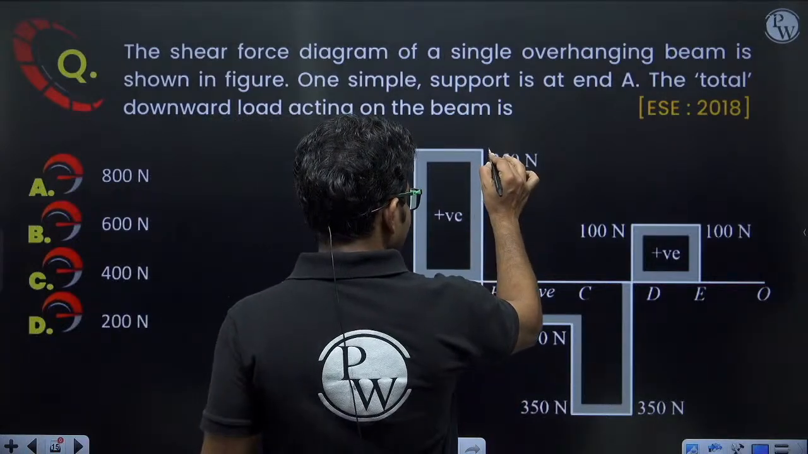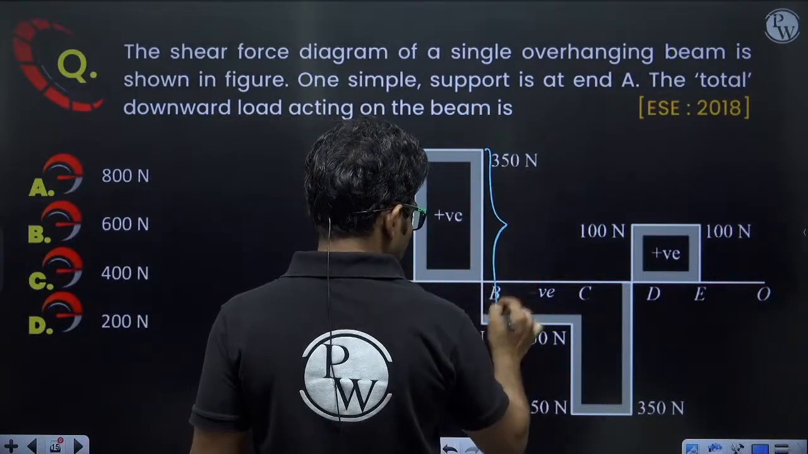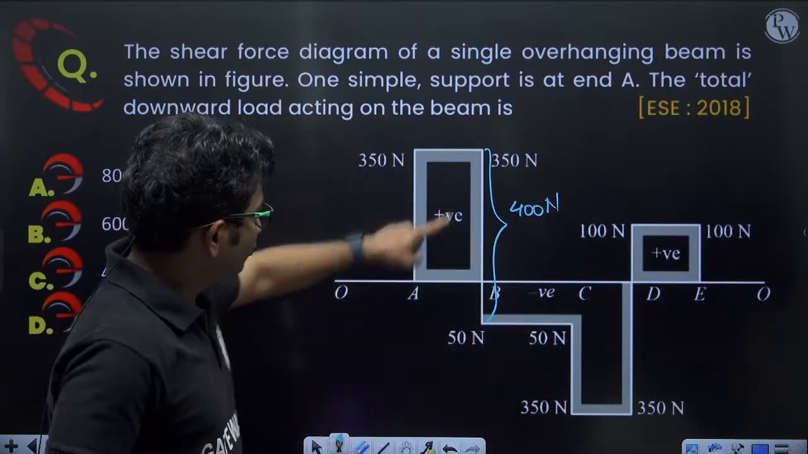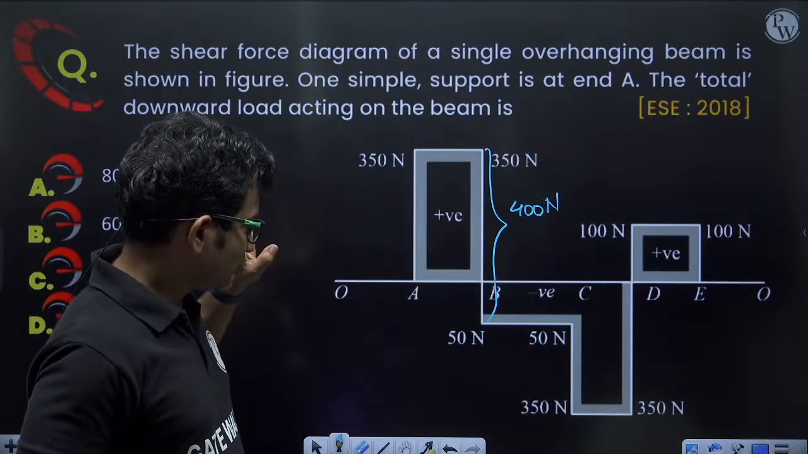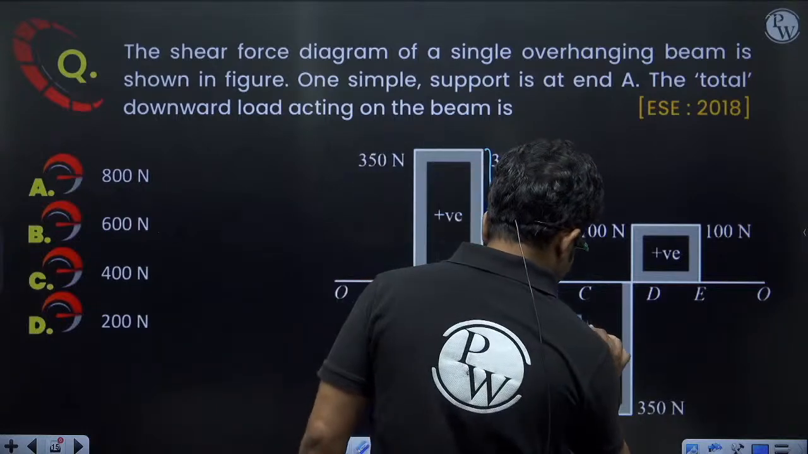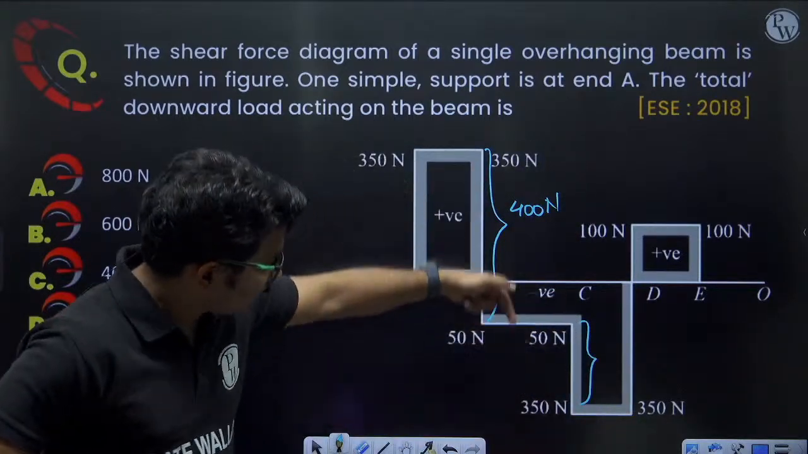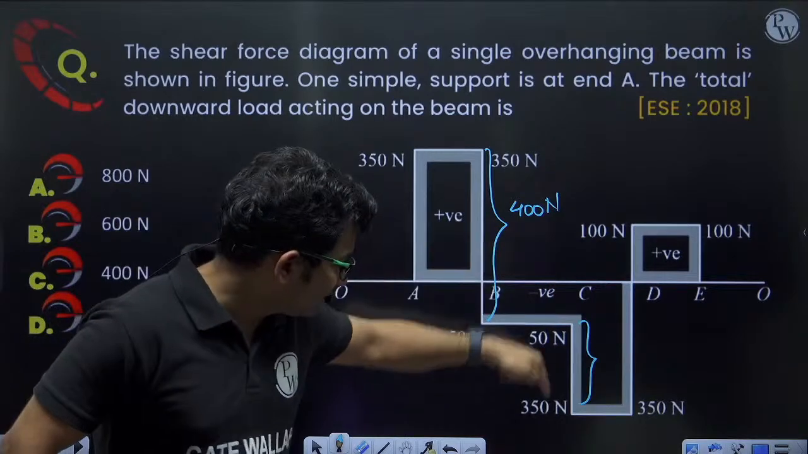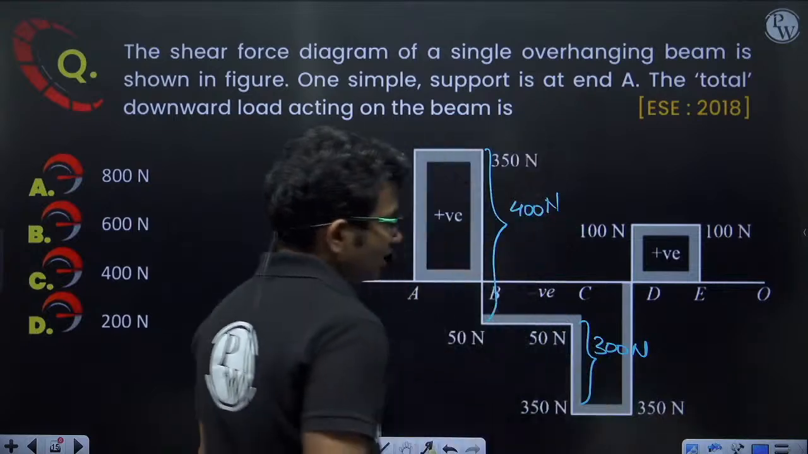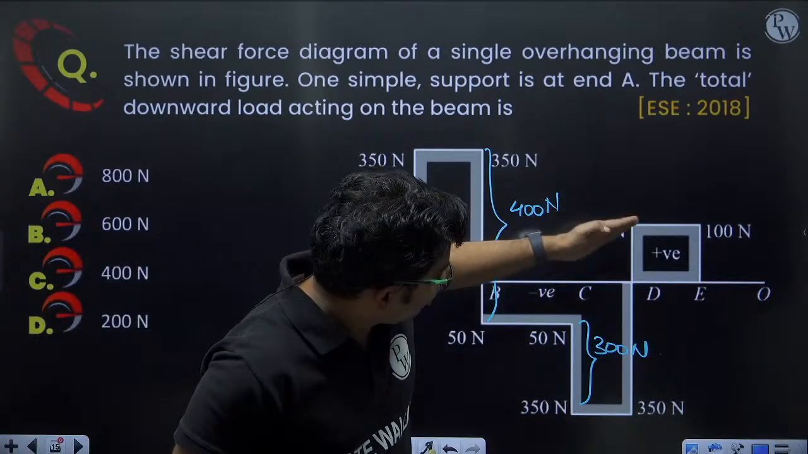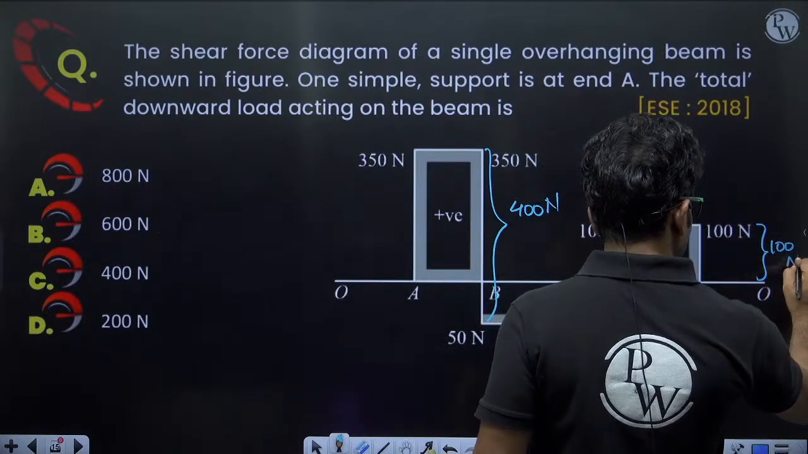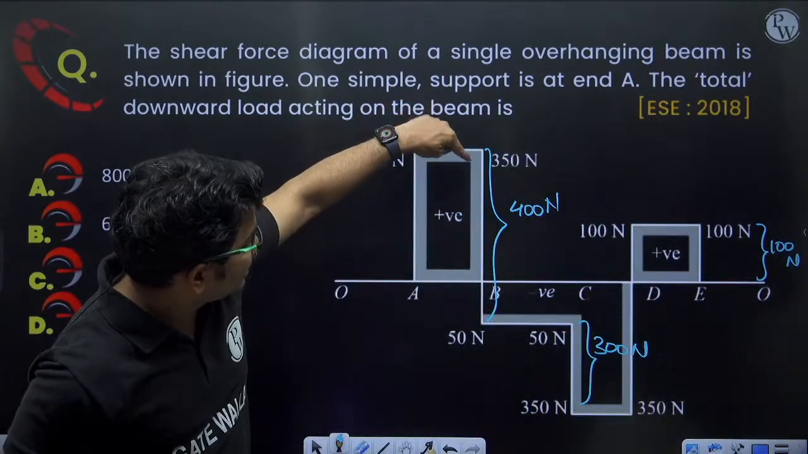So here at this location there is a downward load of 400 Newton. Here we are having a downward load of 300 Newton. From 50 to 350, again it is dropping, and this drop is by 300 Newton. Then at this location, there is a drop of 100 Newton. So downward load will be at this location.